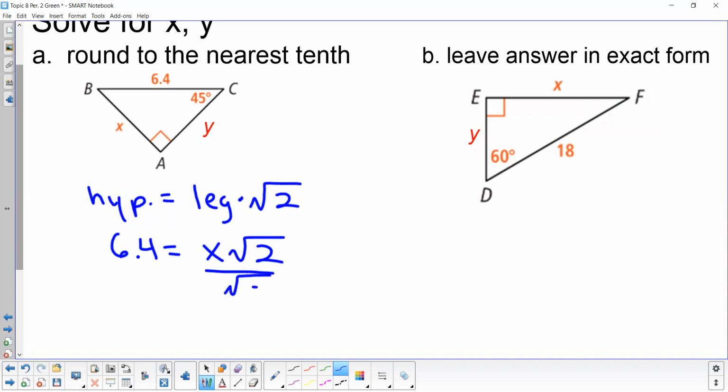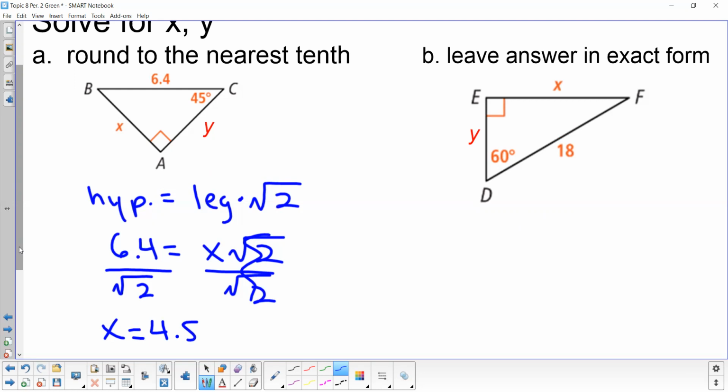Good. Now, I know we spent a lot of time dealing with radicals and how to clean stuff up. Remember, this one says round to the nearest tenth. So we can just go ahead and put 6.4 over root 2 into our calculator. Help me out, it should be something less than 6.4. 4.5. People good with that rounding? Yeah. Okay, nice.